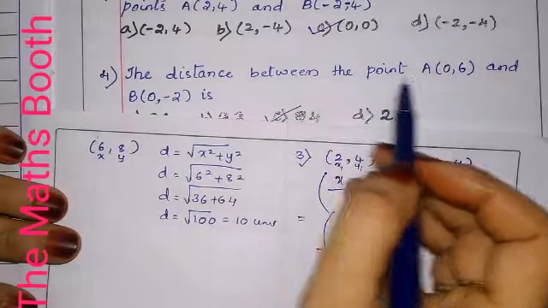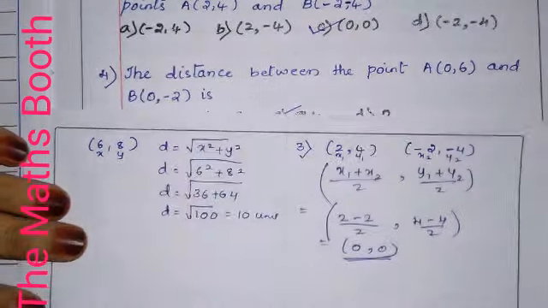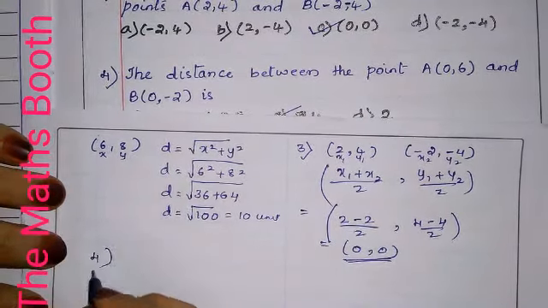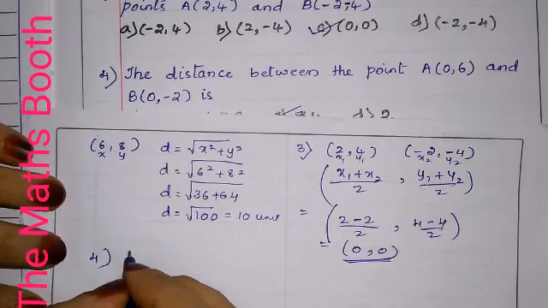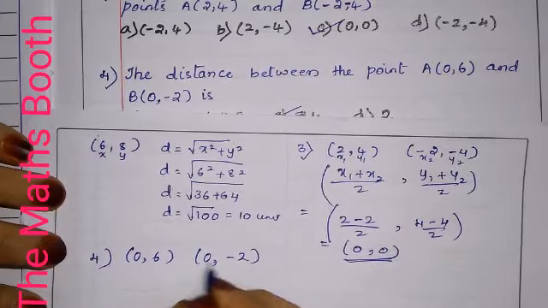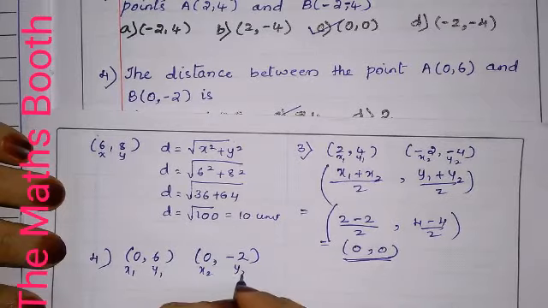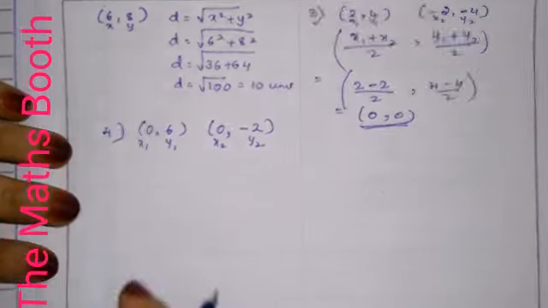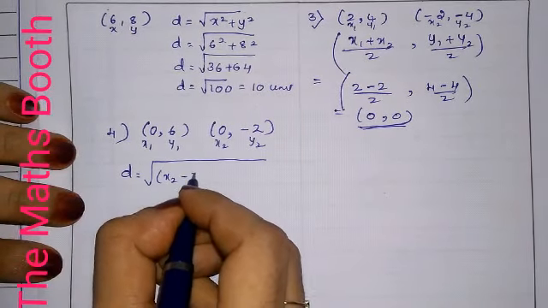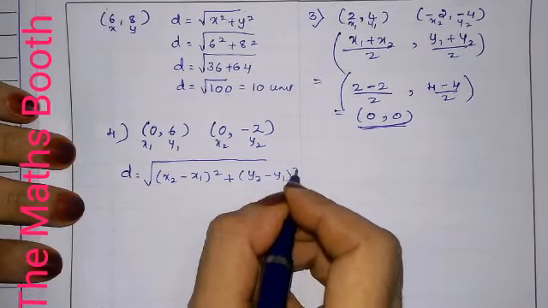The distance between the points A(0, 6) and B(0, minus 2) is. Now they are asking about the distance between the points. The fourth question: points are 0, 6 and 0, minus 2. First point 0, 6, that is x1, y1. Second point x2, y2. What have they asked? Distance. The formula: D is equals to root of x2 minus x1 whole square plus y2 minus y1 whole square.